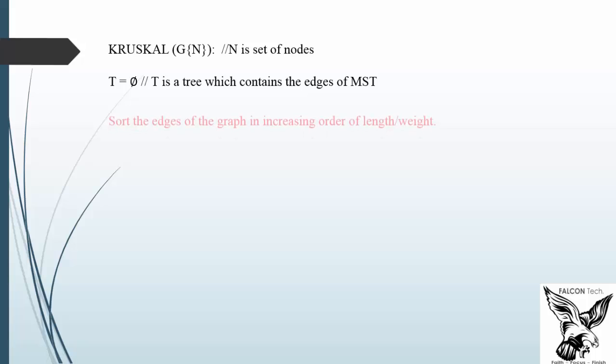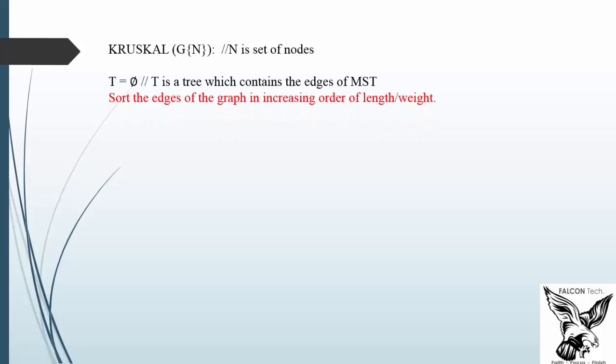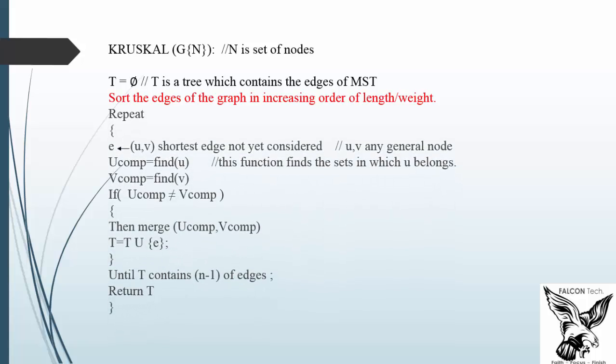Kruskal. Here N is the set of nodes. T is equal to null, which means T does not contain any edges, and T is a tree which contains the edges of the minimum spanning tree. At first, sort the edges of the graph in increasing order of length or weight. Then repeat: select U and V, that is the shortest edge which is not considered yet.